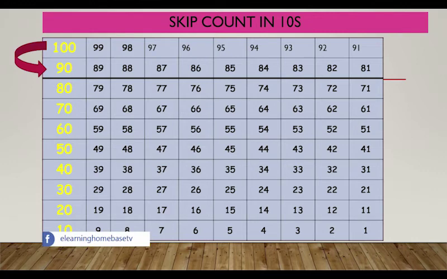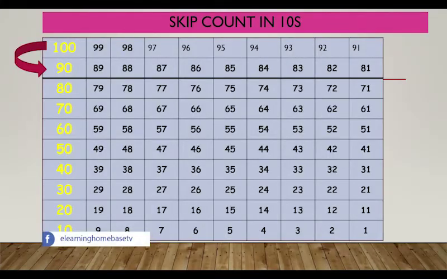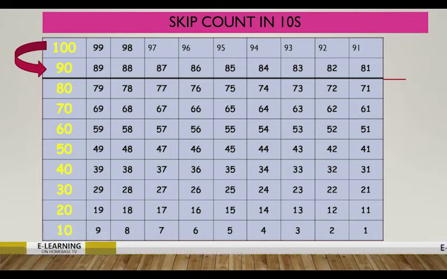From 60 to 50. From 50 to 40. From 40 to 30. From 30 to 20. From 20 to 10. Skip counting backwards in tens. So we have 100, 90, 80, 70, 60, 50, 40, 30, 20, and 10. This is skip counting in tens backwards.